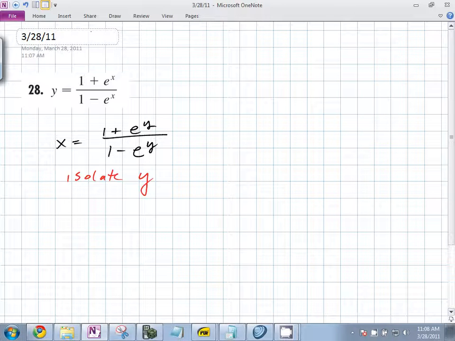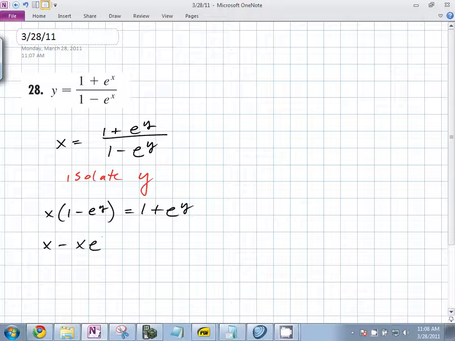What's our first step? Someone raise their hand and tell me mathematically, what operation should I do first? Yeah, you multiply both sides by that, and you end up with this. Step 2, who wants to raise their hand and tell me what I should do now? No one knows? We did this 3 times Friday. What's it called? Distribute? Yeah, x minus x e to the y is equal to 1 plus e to the y. We haven't done anything new yet. Still in precalculus land.